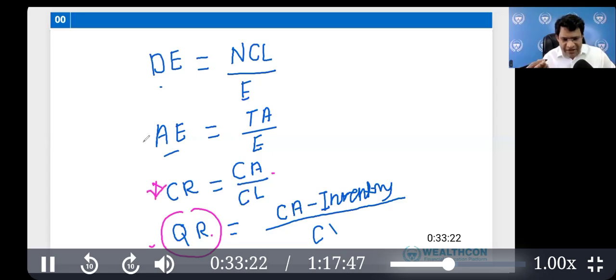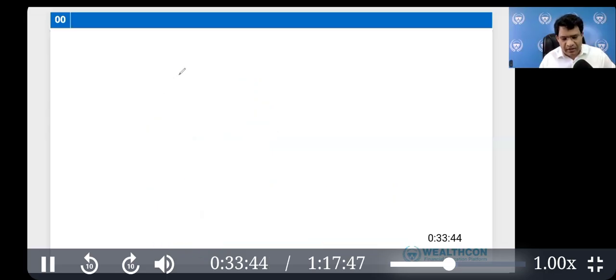Okay, from the balance sheet, which ratios can we derive? One is the DE ratio, the AE ratio. In the books, whatever is given at WealthCon, we consider non-current liability as the numerator, and equity. Then the current ratio and quick ratio. These four ratios we derive from the balance sheet.